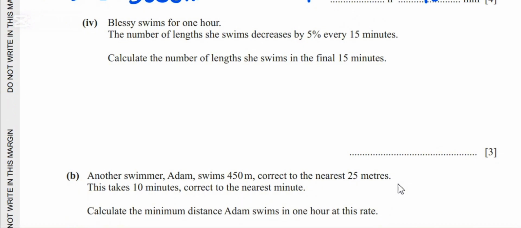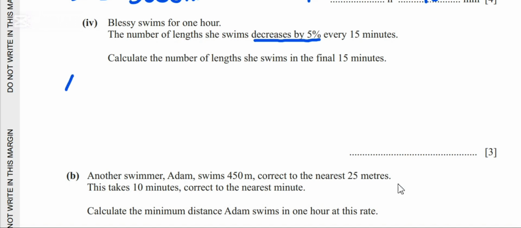Part 4. Blessy swims for 1 hour. The number of lengths she swims decreases by 15% every 15 minutes. Calculate the number of lengths she swims in the final 15 minutes. All right. So since the number of lengths decreases by 15%, you can see that this is a simple decay, exponential decay. So to find the number of lengths in the final 15 minutes, we are going to use the formula for a simple decay.